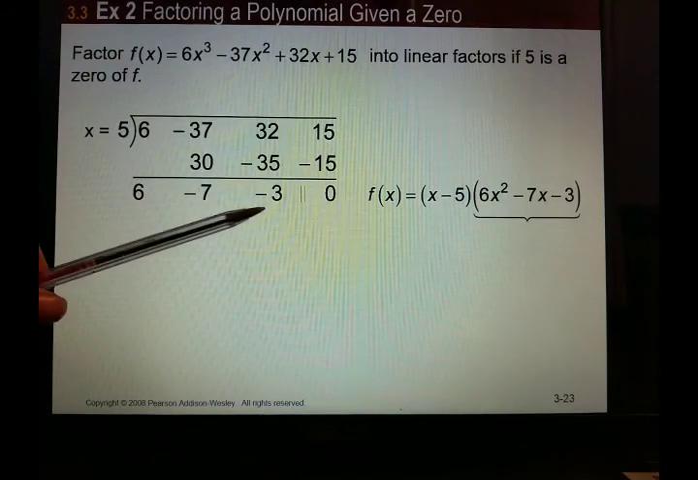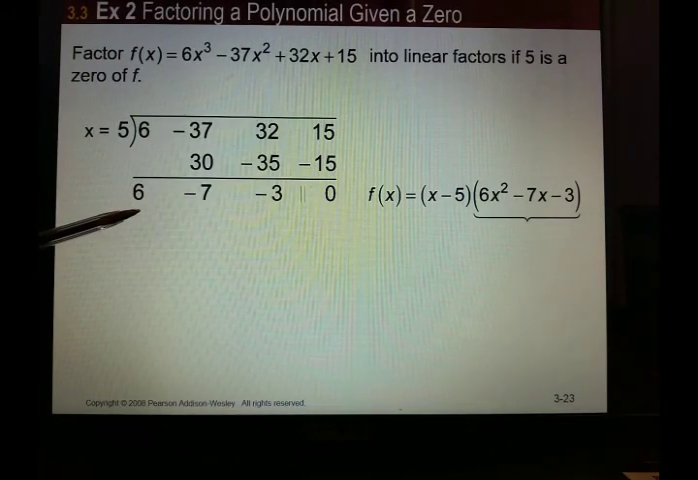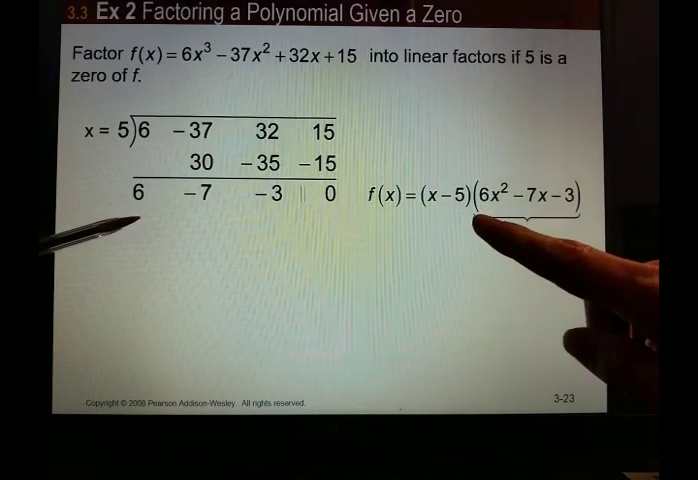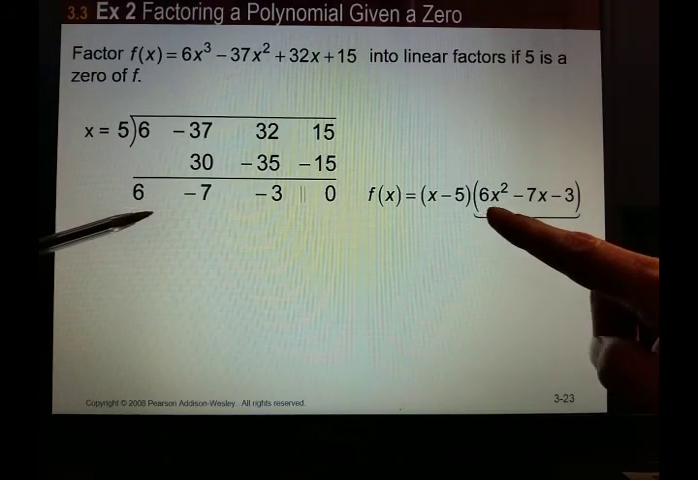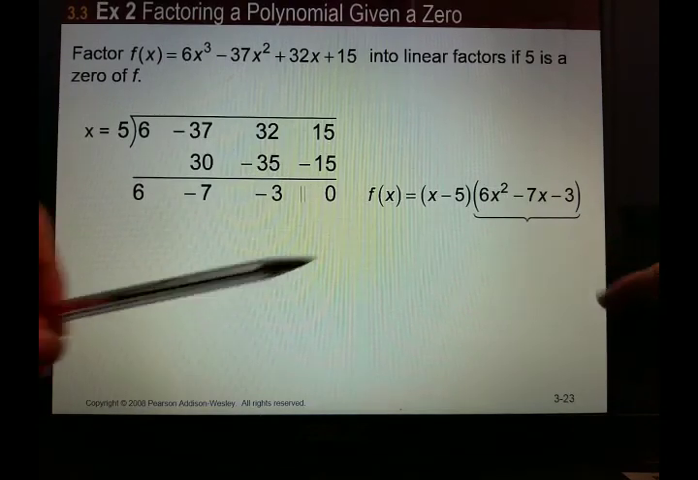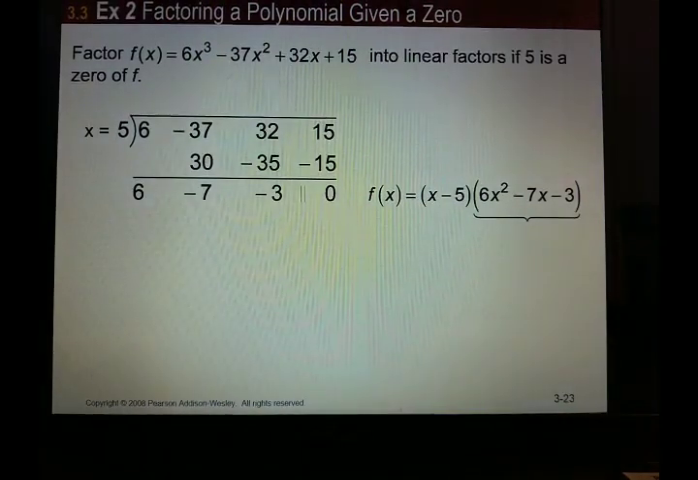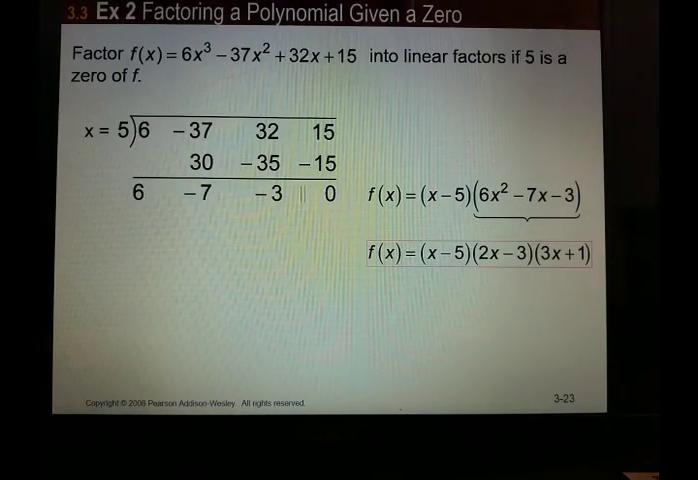Then, the rest of this is the negative 3 as the constant term, negative 7x, and this is a 6x squared. That is where this came from. So again, there's the 6x squared minus 7x minus 3. You would then proceed to factor that using the concepts that were in chapter 1. If you do not know how to factor, please see me for notes on factoring. So you finish factoring that, and this would be your answer.